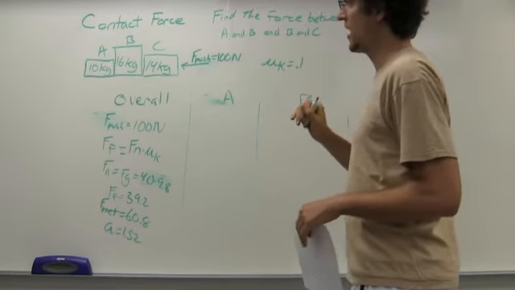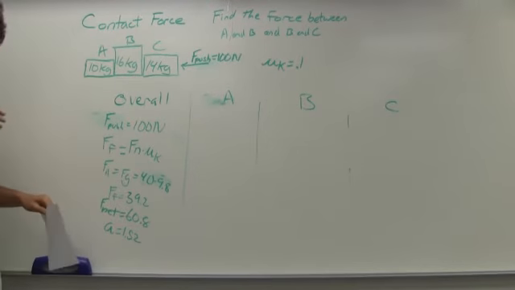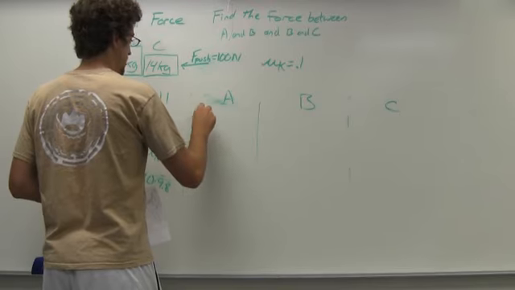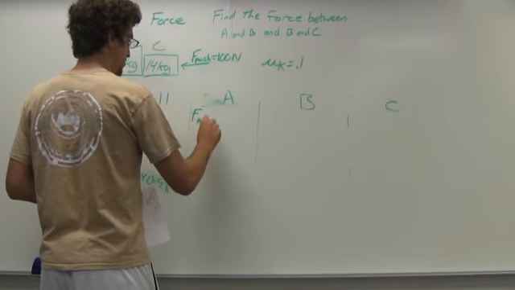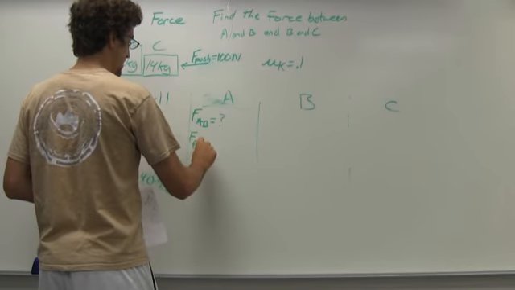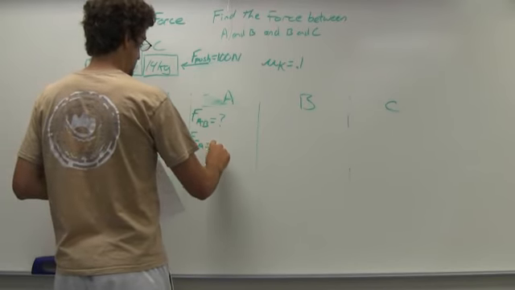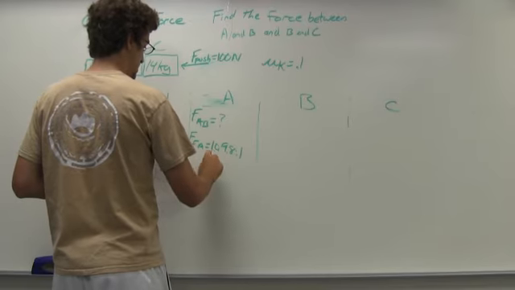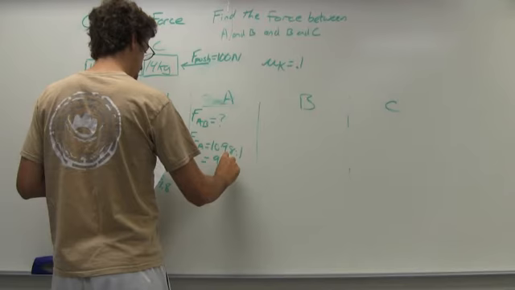So let's start with A. You tend to want to start with this one because this one's going to have the fewest forces on it. We can see that by analyzing it. The forces on A are the force between A and B, which we're trying to find, and the force of friction on A. And we can find that pretty simply by taking 10 times 9.8 times 0.1 equals 9.8.